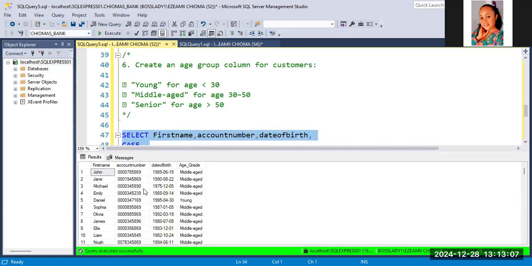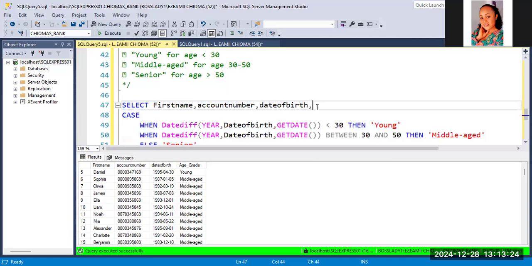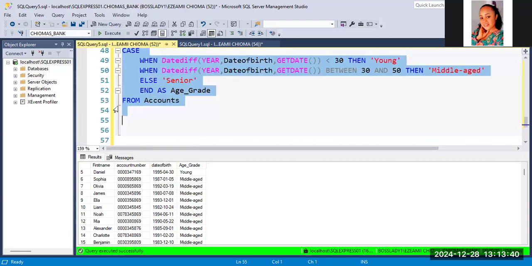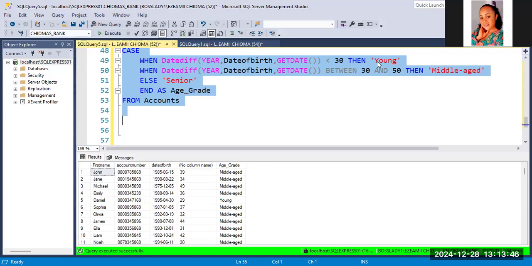So look at this. If you want to be seeing the age, you don't want to see the date of birth, because the date of birth has the year, it has not been calculated, right? You can also work that out. It's just to convert it so that it will be showing the age.